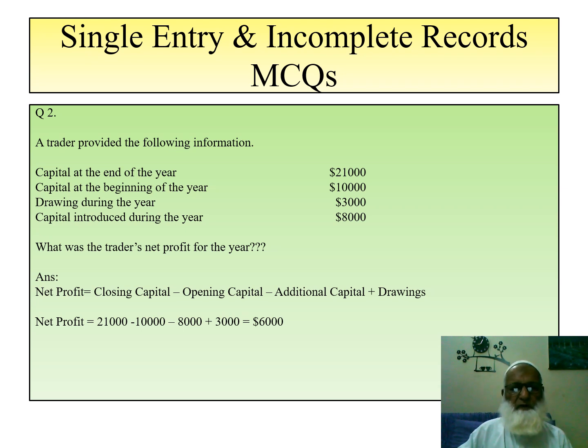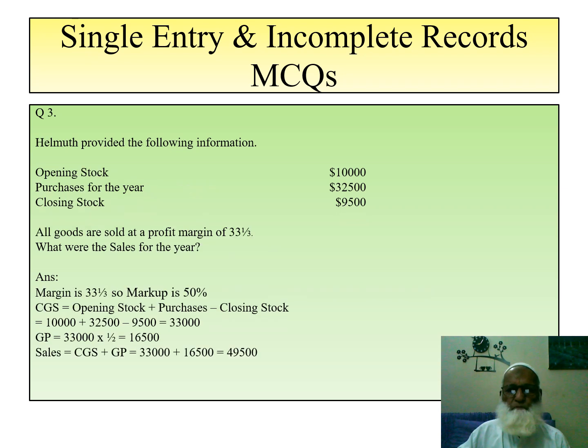Net profit हमें मालूम करना है. The equation for finding out the net profit is equal to closing capital minus opening capital minus additional capital plus drawings. If we give figures to this, we get a figure of $6,000, which is the net profit. To the next slide. I hope I am not fast.